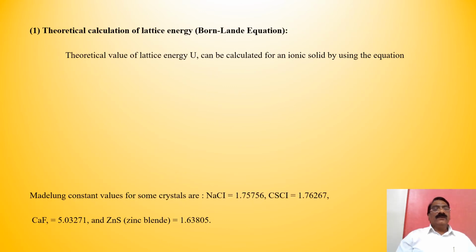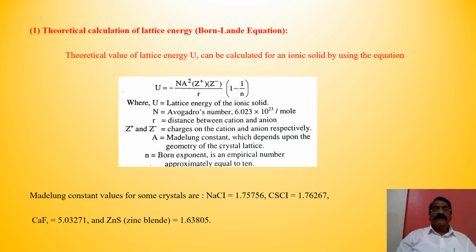The first method for the calculation of lattice energy, that is the theoretical calculation, is by the Born-Lande equation. The theoretical value of lattice energy, capital U, can be calculated for an ionic solid by using the equation U = N A Z plus into Z minus upon R into (1 minus 1 upon n).